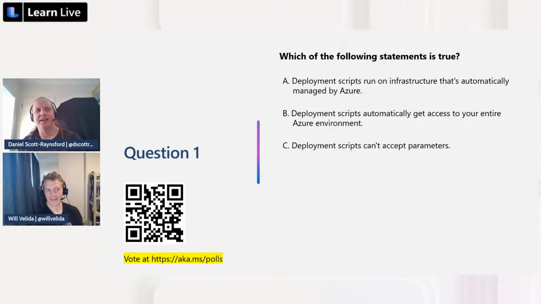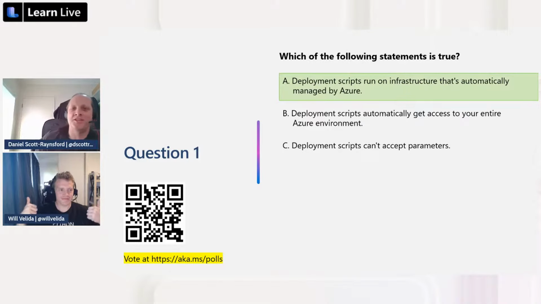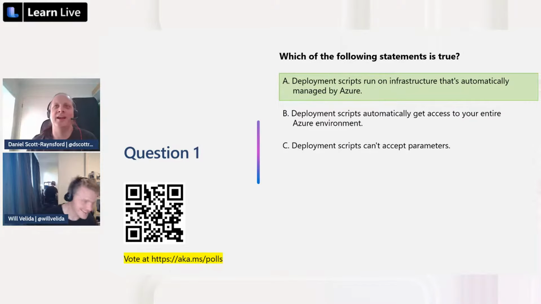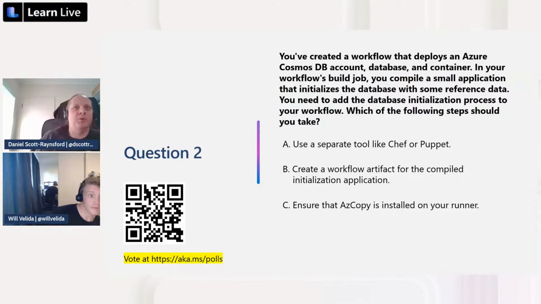You reckon A? Let's see if we are correct. Go give yourself a chocolate fish. Will, nice. That is correct. I'm sure you all got that one. So let's go to question 2. Do you want to ask this one, Will?